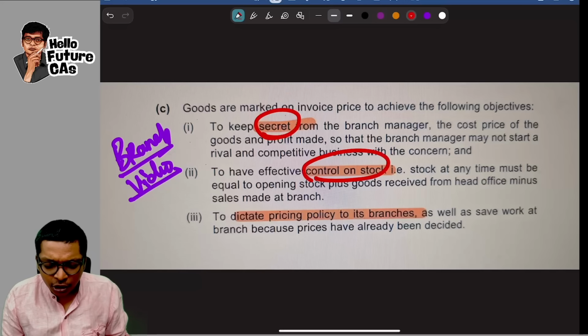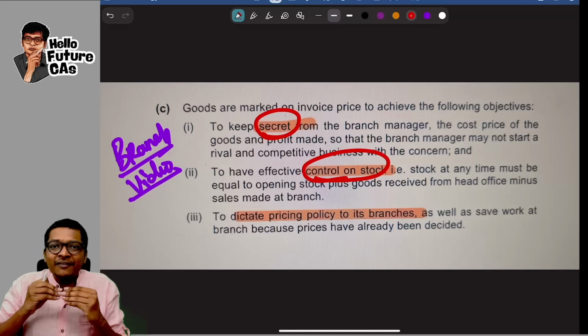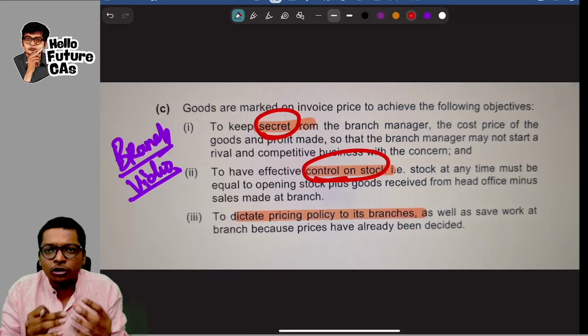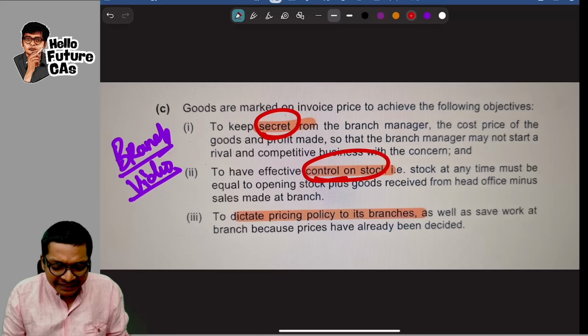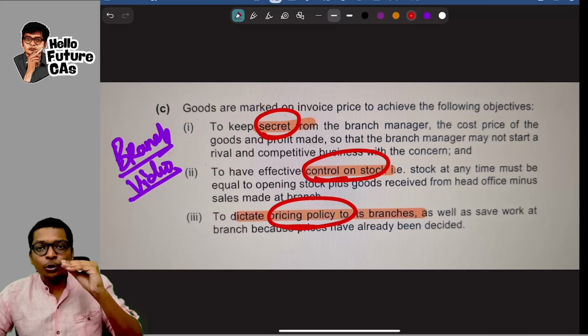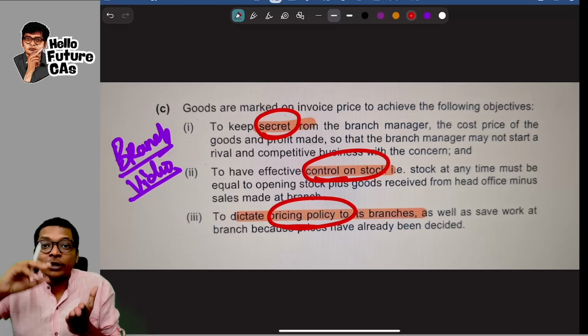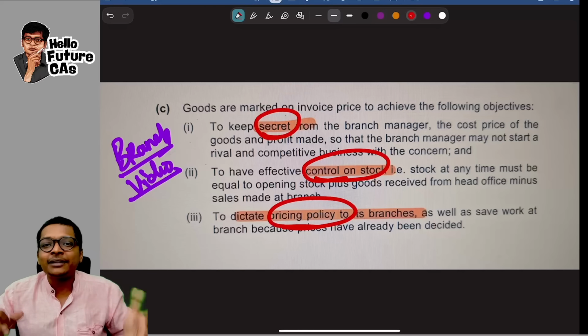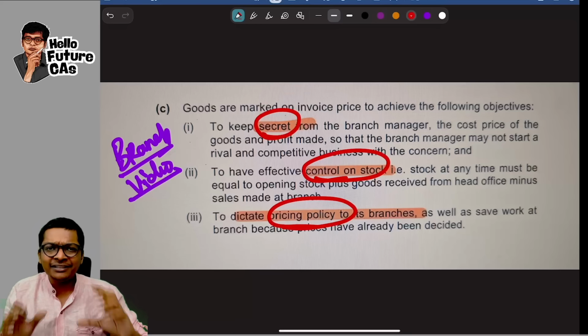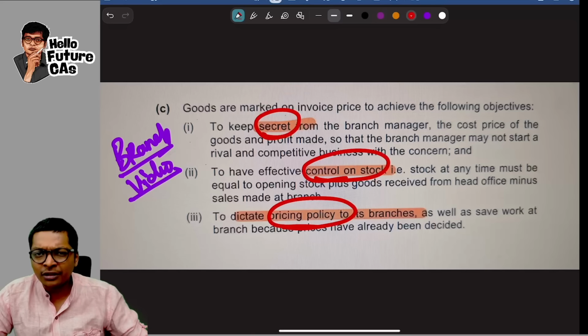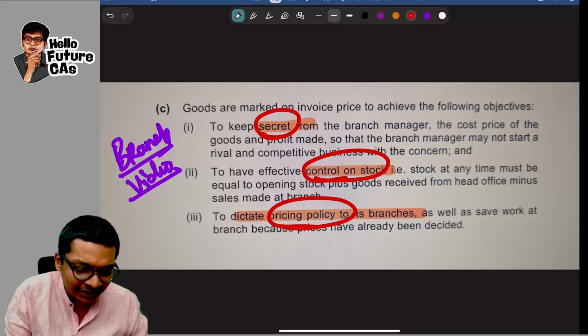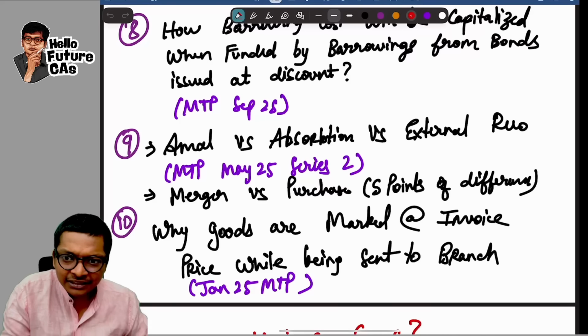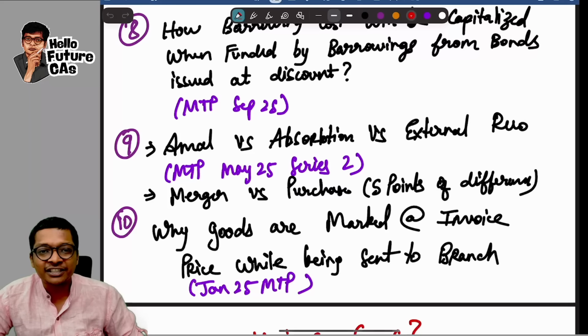Second, to have control over the stock, because only when I keep a different pricing will I have control over the stock reserve, all of that comes, and dictating pricing policy. Third, to give some incentive to the branch: you have sold so much, take so much percentage as commission, to motivate the branch manager. Go through these points. Don't ask me the source of this question. It's MTP. Take a screenshot and read it, guys. That's it. With this, we are done with all the theory questions, guys.